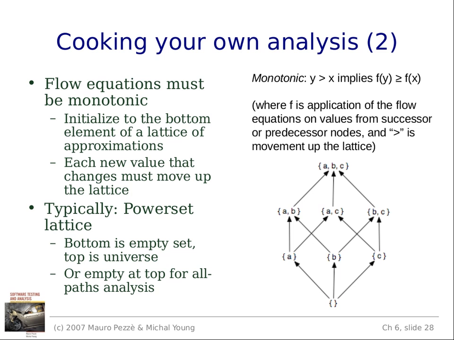All right, flow equations, yeah, they need to be monotonic. They're just saying they initialized at the bottom and they're always flowing towards something. Well, I call it power set lattice, that's fine. Monotonic: if y is always greater than x, that implies that f of y is greater than f of x. It shows that it's always increasing with the number of values.